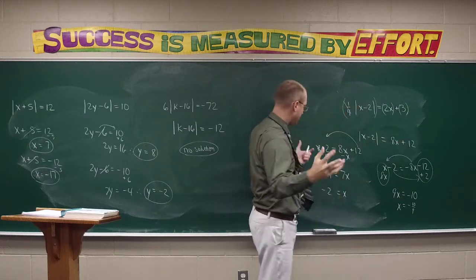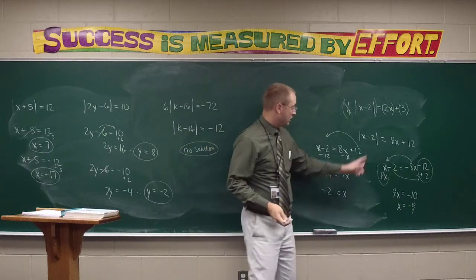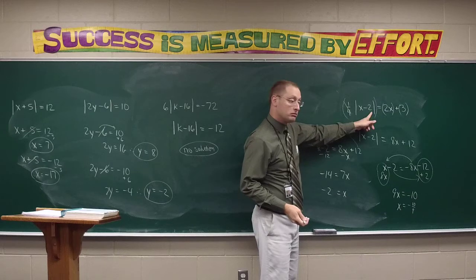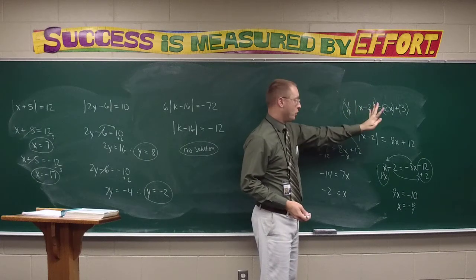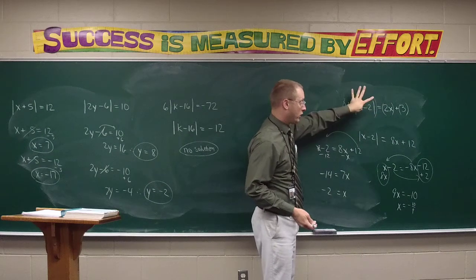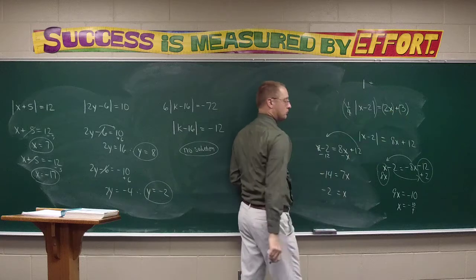Well, let's start with the easy number, shall we? Negative 2. Negative 2, negative 2? Negative 4. Negative 4. Absolute value of negative 4. 4. What is 1/4 of 4? 1. What is 2 times negative 2?